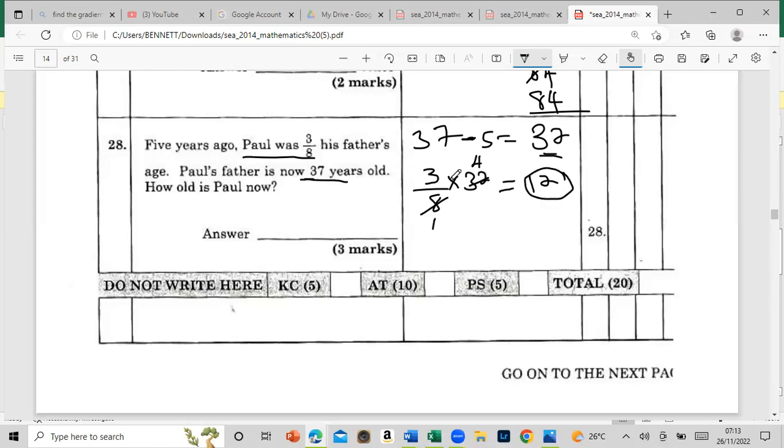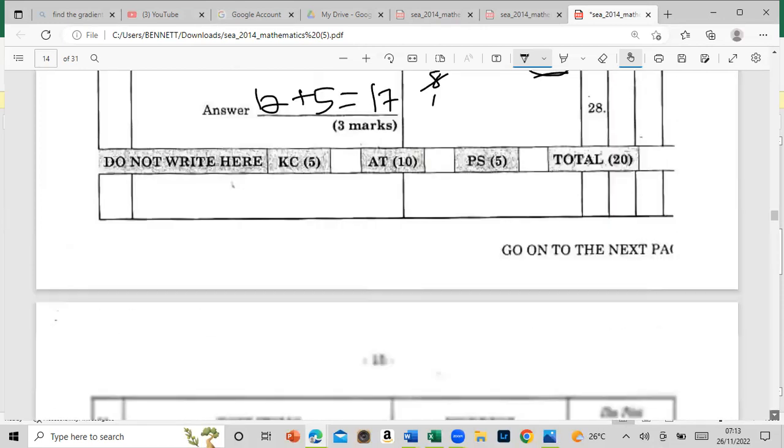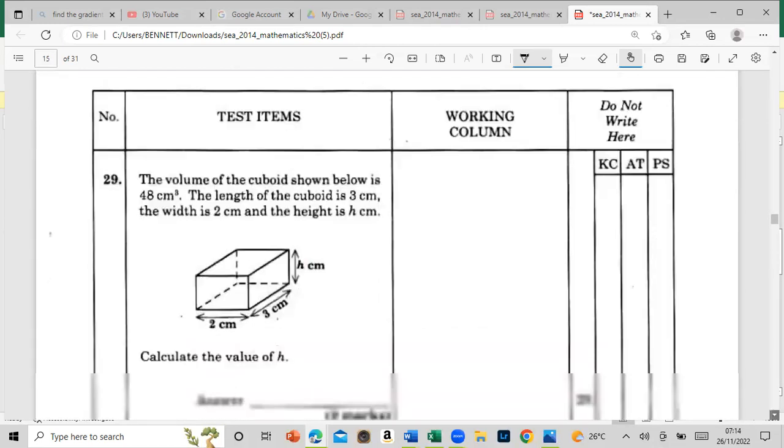But that's not the answer, right? Because it says, how old is Paul now? So if this was 5 years ago, it would be 12 plus the 5. It's a very tough question, though. So he's 17. So now Paul is currently 17. And they give you 3 marks, all right? Very nice question.